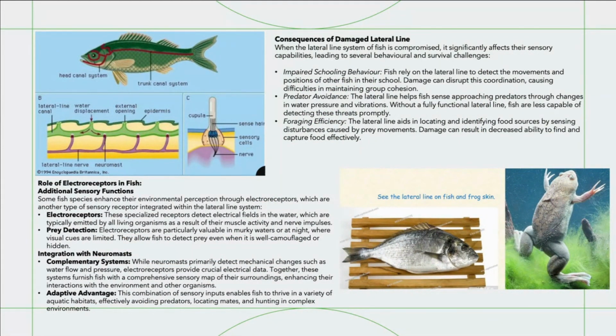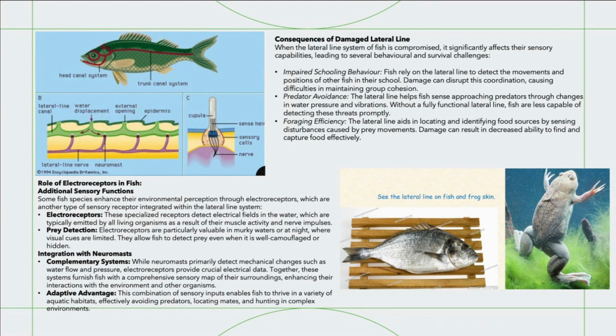So when the lateral line system of the fish is compromised, it will of course affect their sensory capabilities, and it will then of course affect their survival. So fish have got a schooling behavior. I don't know if you guys have watched Finding Nemo, but there are groups of fishes that are always together. And when they're always together, you call this a school of fish.